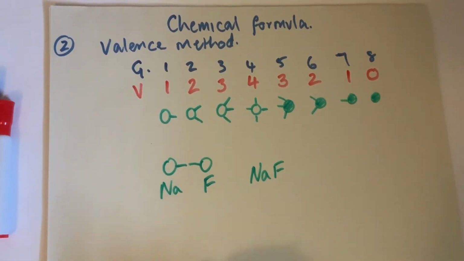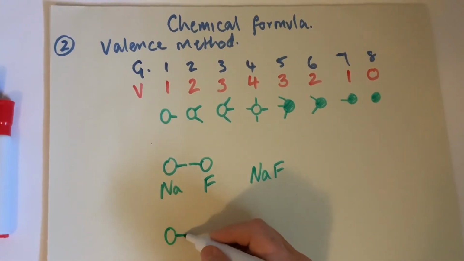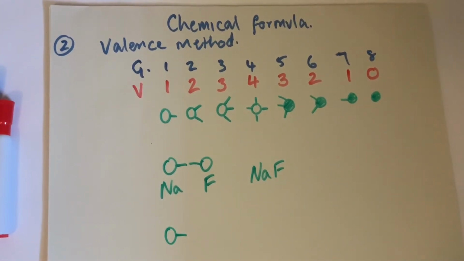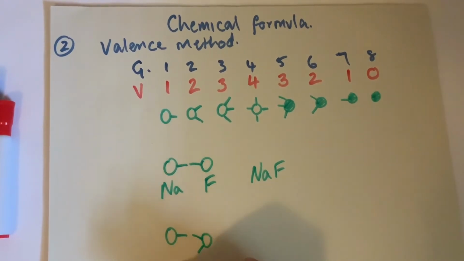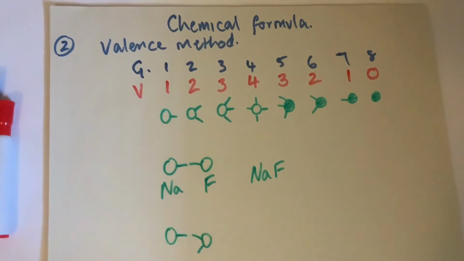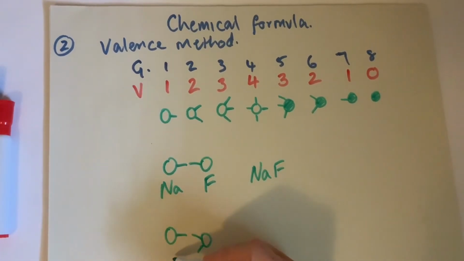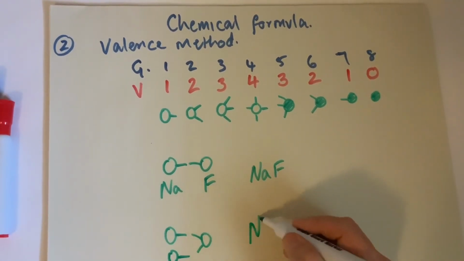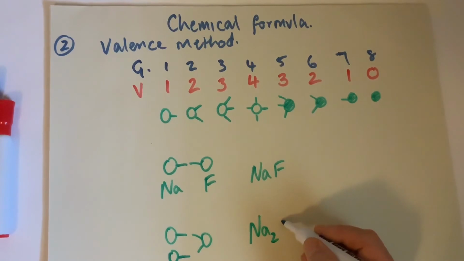If, say, we'll stick with sodium, it can make 1 bond, and that is reacting with an element, say, from group 6, which is, in this case, oxygen. Now you can see there's a spare arm there, so you're going to need to put in a second sodium. So the formula becomes Na2O.